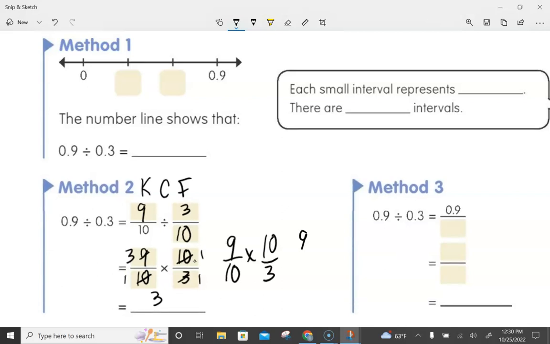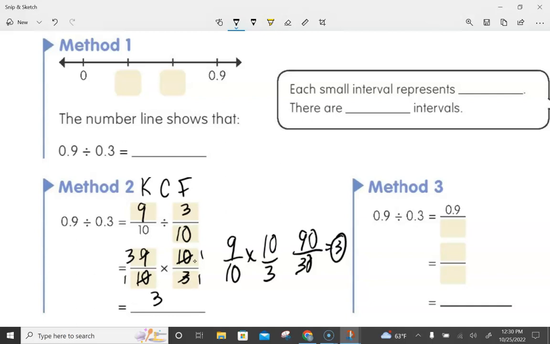9 times 10 is 90. 10 times 3 is 30. 30 goes into 90 3 times. So you'll still get your same answer. This is kind of like doing the work at the beginning, and this is saving the work until the end. Okay, so you'll still get the same answer there.